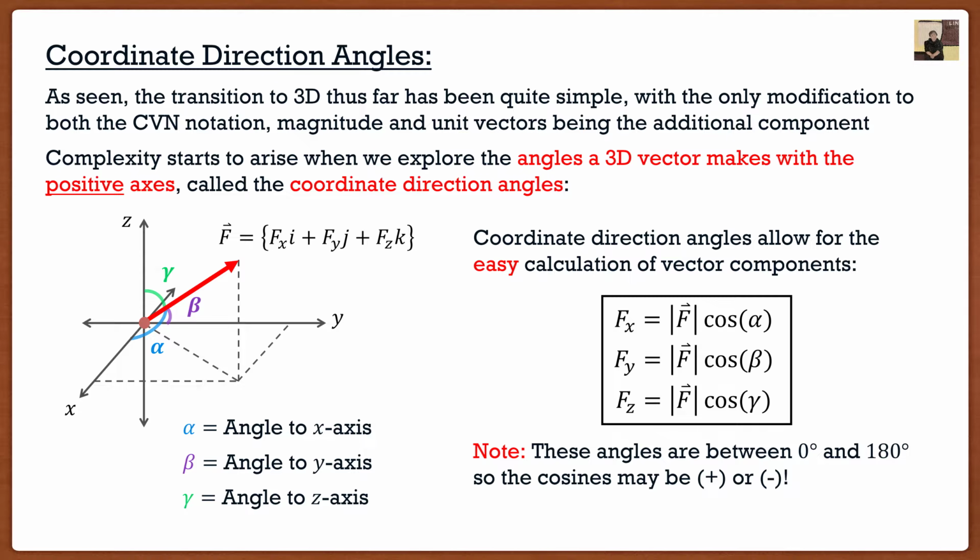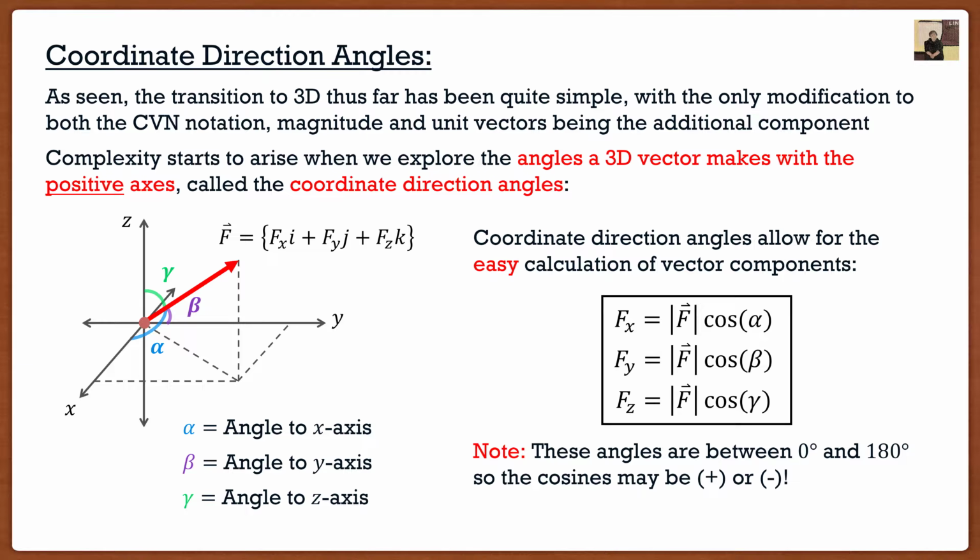And this will be explained right here. So a couple of little things. These angles are always going to be between 0 degrees and 180 degrees. All right, we can't have more than 180 degrees because then it starts measuring from the negative axis or the opposite way. So our angles are always going to be between 0 and 180, and this is important because this allows for our cosines to be positive or negative.